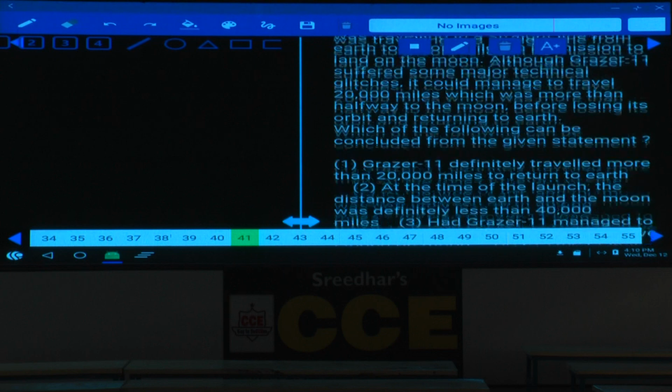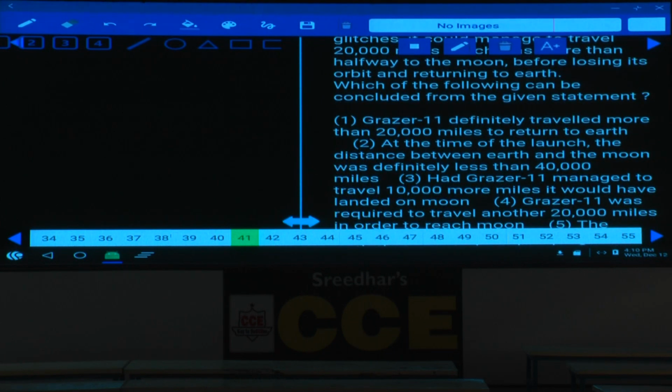Then tell me which can be concluded. Conclusion means definitely to be drawn. Then first one, Voyager 11 definitely traveled more than 20,000 miles to return to Earth. How much has it covered? It has covered only that same 20,000 it covered in the starting, isn't it? It covered from Earth to Moon 20,000, and on the way back it has covered only that 20,000. Hence more than 20,000 cannot be drawn. This is false.